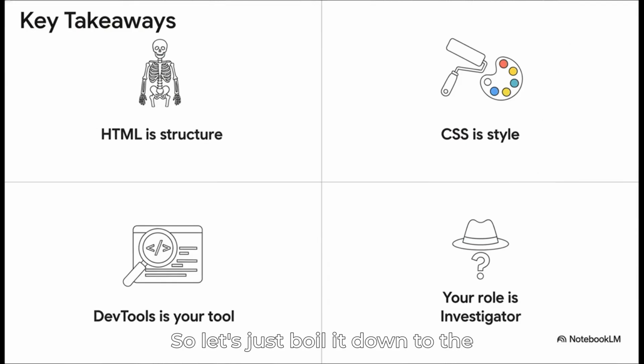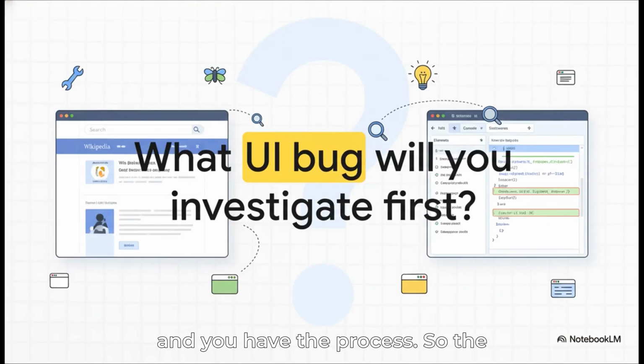So let's just boil it down to the essentials. HTML is the skeleton, the structure. CSS is the style, the clothes and paint. Your browser's DevTools are your magnifying glass to see both of them live, and the most important thing to remember is that your job isn't to be a developer, it's to be an investigator who can read the clues and test your theories. You now have the tools, and you have the process.